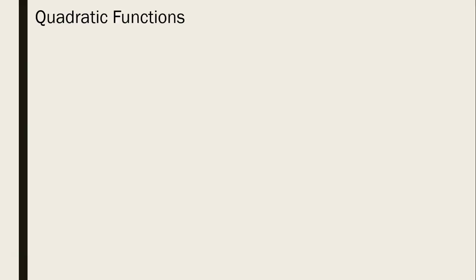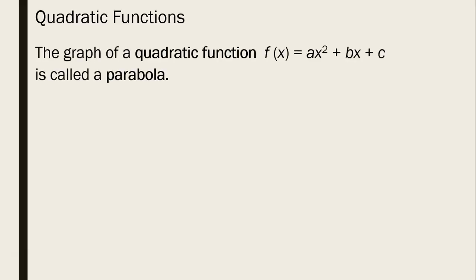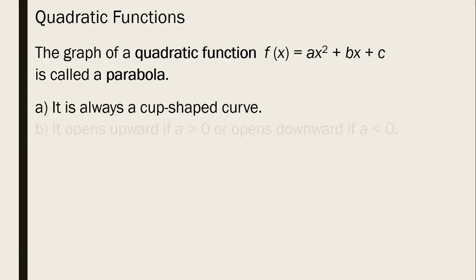So let's move on to quadratic functions. Now we're going to have lots of different techniques for graphing functions as we start to look at calculus. But for now, let's just think about the general shape of a quadratic function and some of the information that we can get out of the equation of a quadratic function. So the graph of a quadratic function, f of x equals ax squared plus bx plus c, is also called a parabola. It will always be a cup-shaped curve.